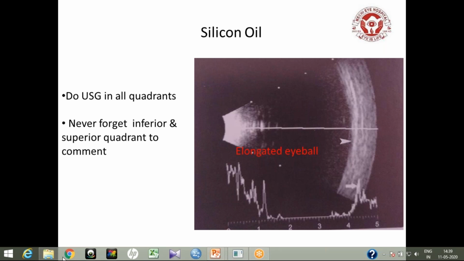Refractive index, isn't it? Yes, Pooja. Sir, the refractive index will change. Because of the curvature of the silicone oil, the hyperopia is induced. Okay. Yeah, that's true.